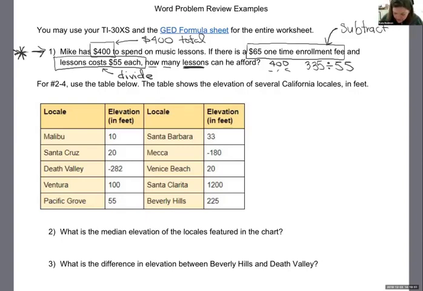335 divided by 55, and I get this out of my calculator, 6.090909. As often happens in word problems, there aren't any specific rounding directions in this problem. It doesn't say round to the nearest tenth or hundredth, but I say that common sense, thinking about this unit, should tell me what to round to. So this is 6.09 what?